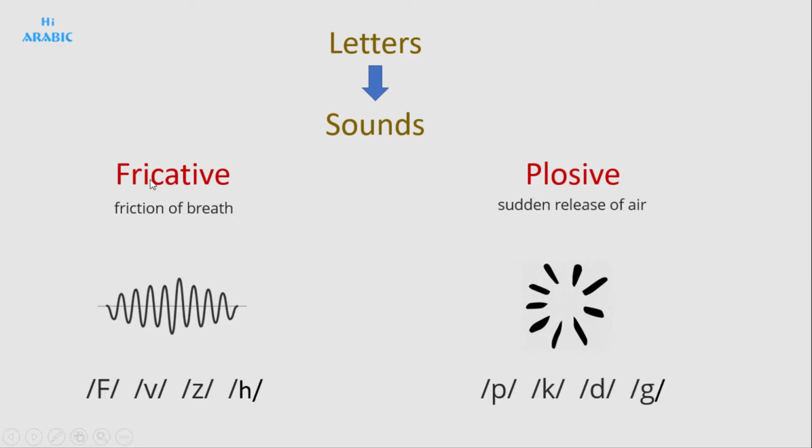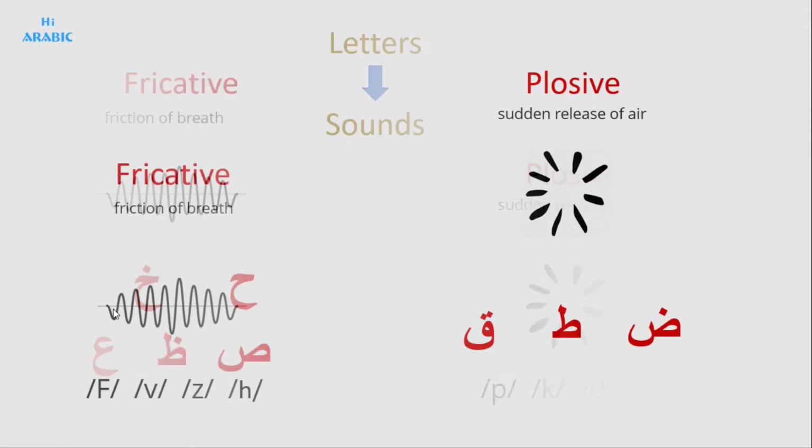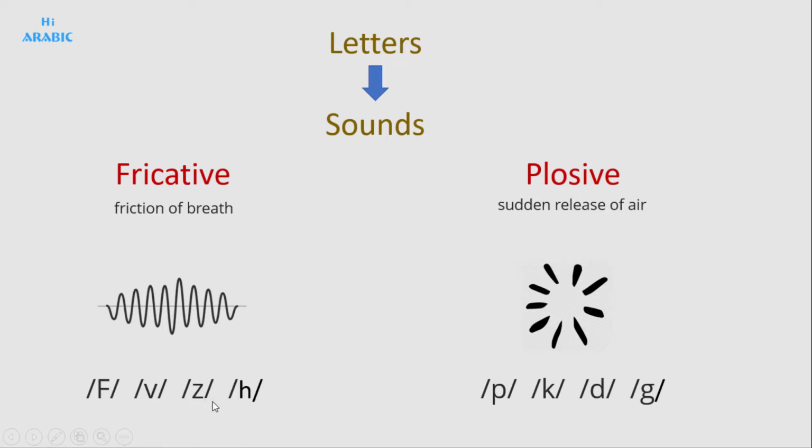Okay. The first one is fricative, and it means a friction of breath. It means that there is a vibration while you are pronouncing the sound, and in a continuous way. For example, when I say the sound F, just focus, I'm saying F, it's continuous, and fricative, there is a friction, F, and also V, V. Z, and also H. So this is a fricative and continuous sound.